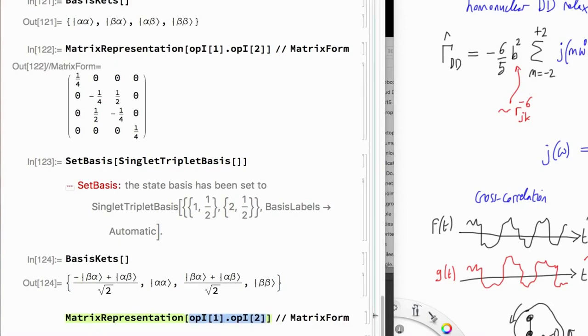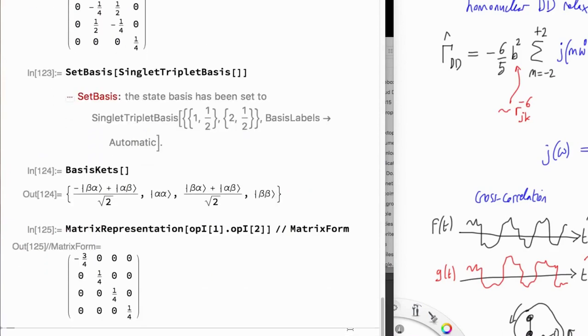And if we look at the matrix representation of this long-lived operator in the singlet-triplet basis, we see it now looks like this. This is diagonal, and it's easy to interpret. You can see that the singlet state has an opposite sign to the three triplet states, which are all equal. So what this operator represents is the difference in population between the singlet state and the triplet states.